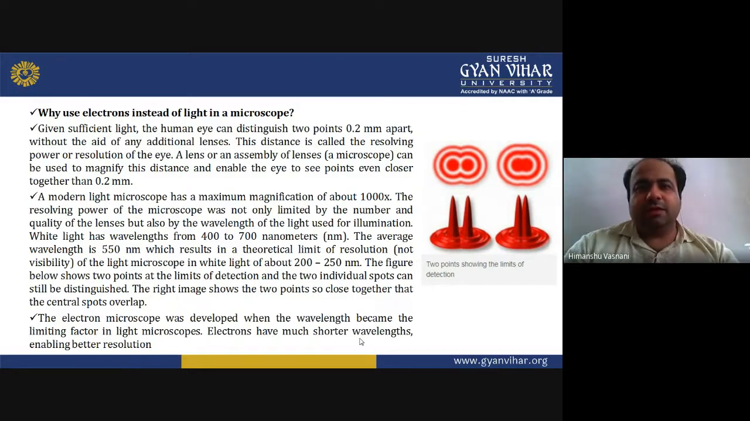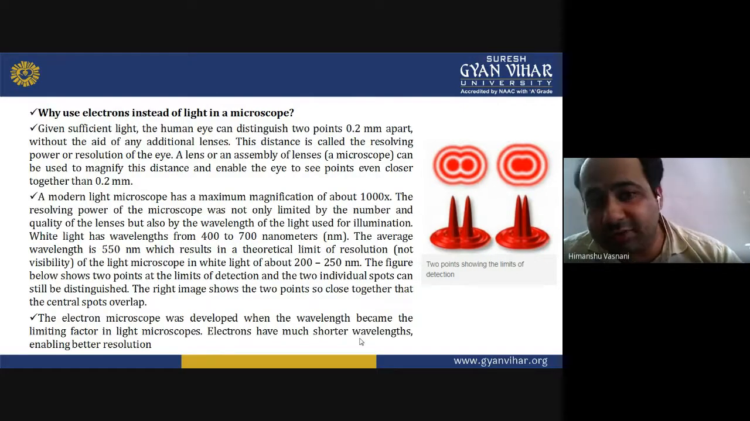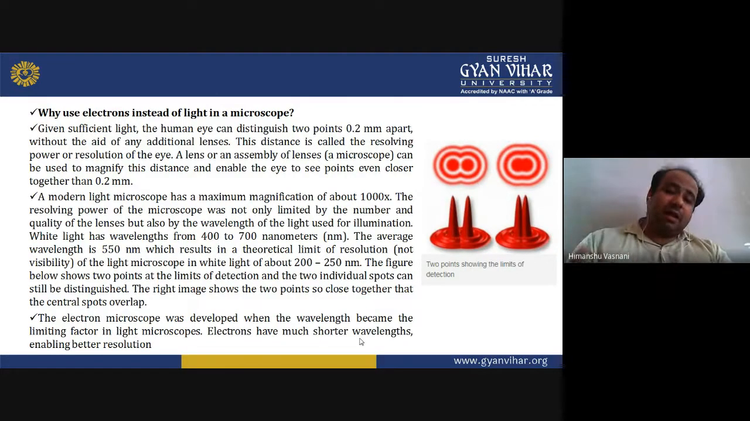See this: a lens or an assembly of lenses in the microscope can be used to magnify these distances, and this enables the eyes to see points even closer than around 0.2 mm.